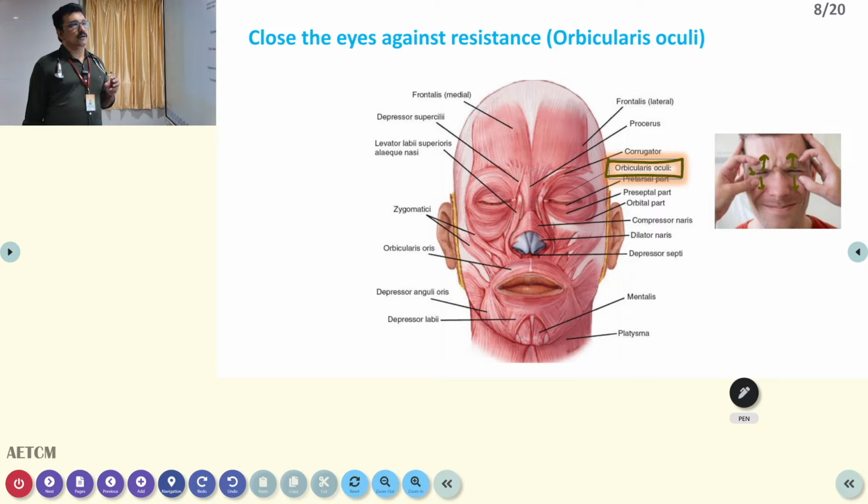This condition is called Bell's phenomenon, which we'll see afterwards. So ask the patient to tightly close his eyes. The examiner will try to open the eyelids. Normally, the examiner will not be able to open the eyelids, but if facial palsy is there, either the patient will not be able to close the eyelid on that side, or it will be very easy for the examiner to open the eyelids. So we are testing orbicularis oculi.